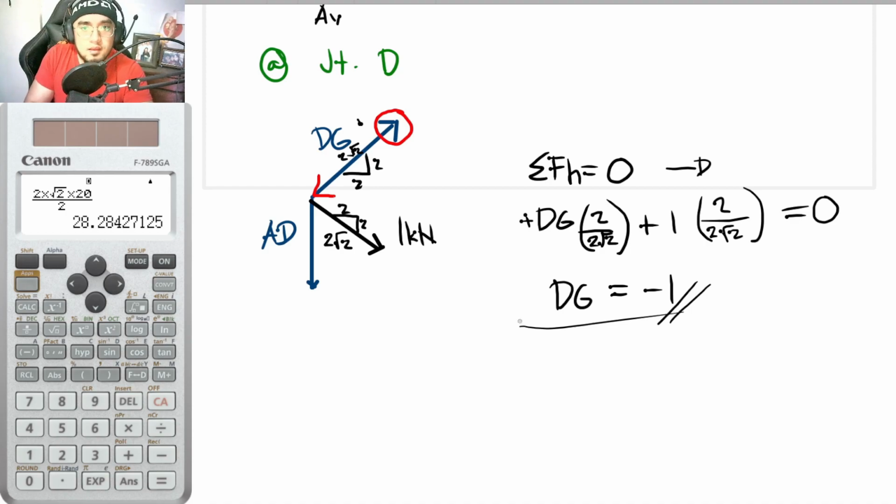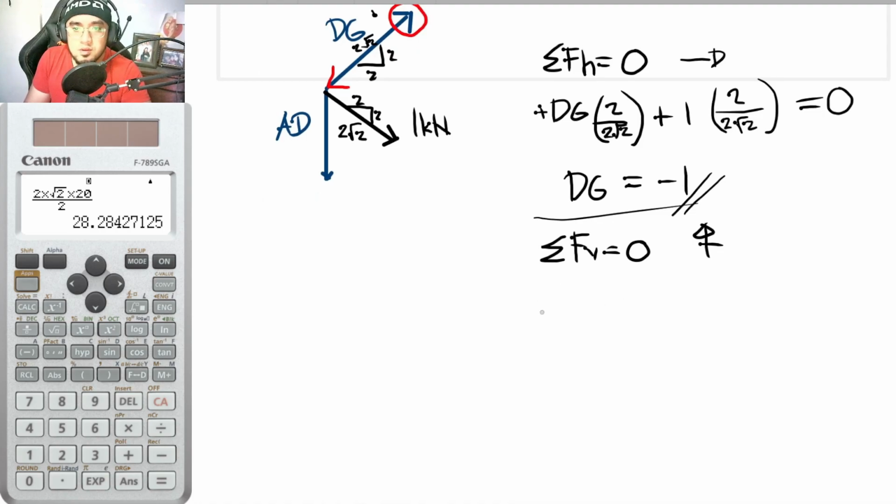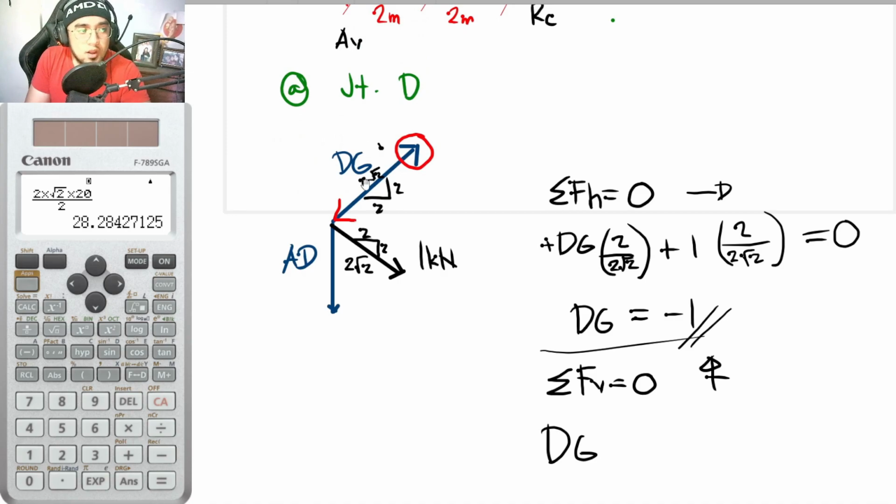Okay, so from that, I will now proceed to the summation of forces vertical equal to 0, upwards positive. So we have here DG. For the vertical component of DG, that is DG times the vertical component of the slope divided by the hypotenuse, so times 2 divided by 2 square root of 2. So there. So what else?